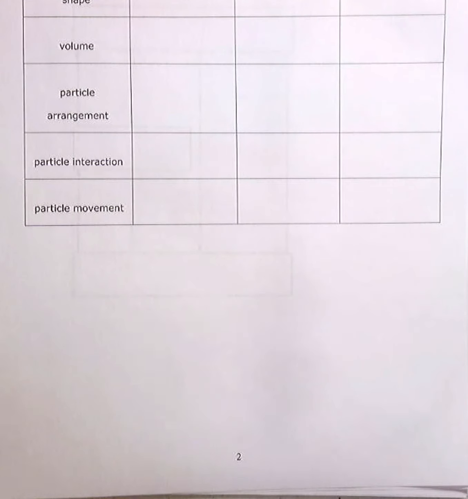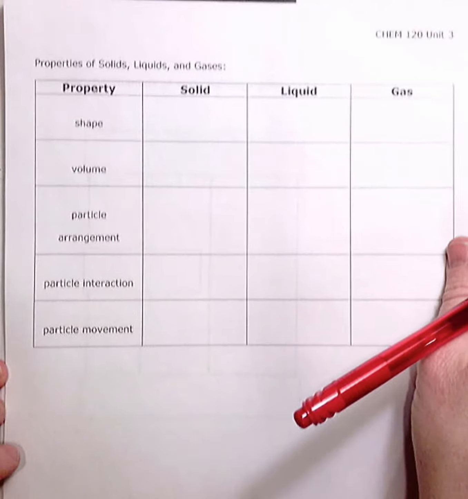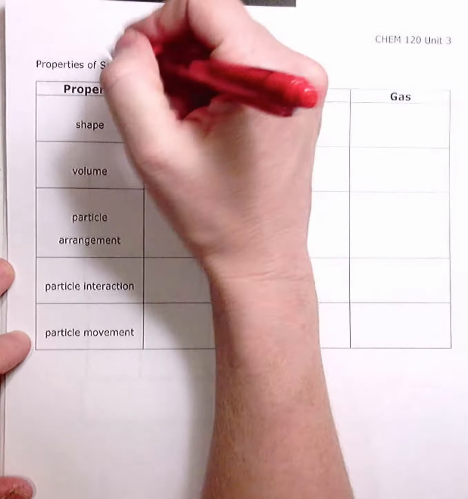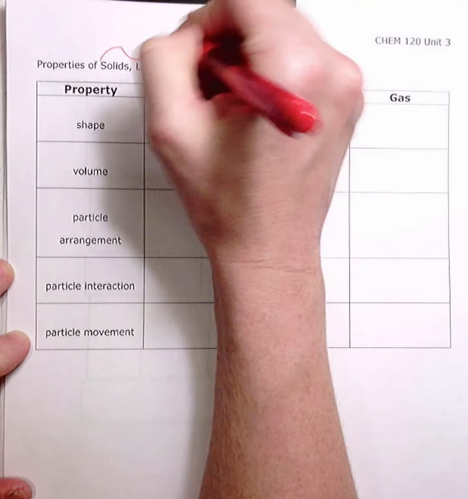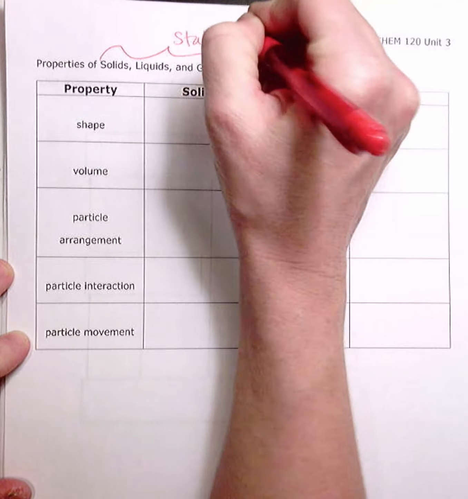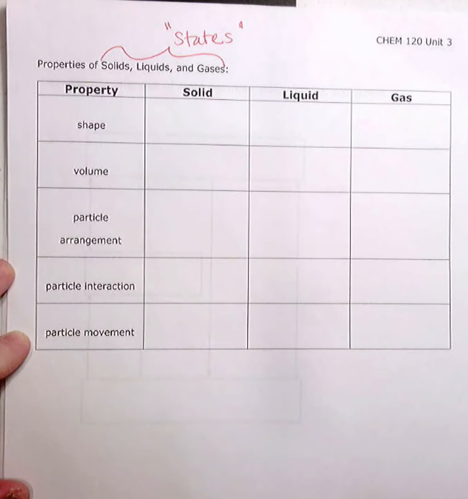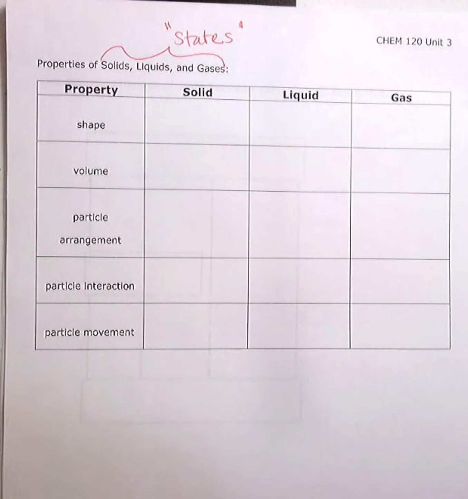So on to the next page, we are going to discuss the properties of solids, liquids, and gases. And these are states. They're not the 50 United States of America, but they are states. In chemistry, states are very important. So let's discuss shapes of solids, liquids, and gases.